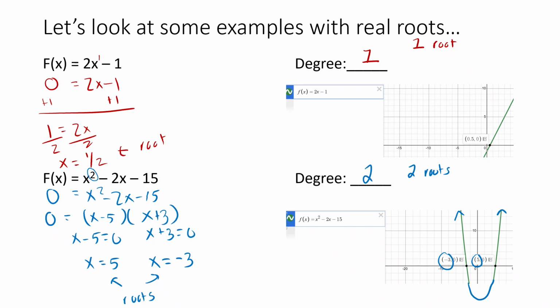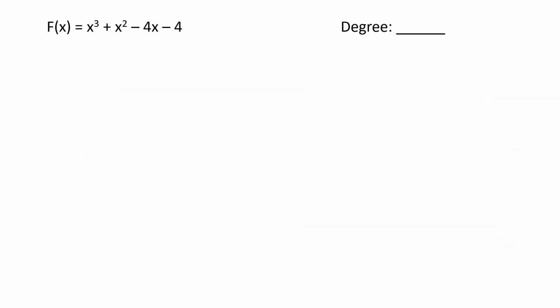Okay, so we see degree 1, degree 2. We're going to do one more. We're going to take a look at this one. This one, the highest exponent is a 3, so this is degree 3. And so for this one, I am expecting 3 roots. So I'll plug in the 0 for the f of x.